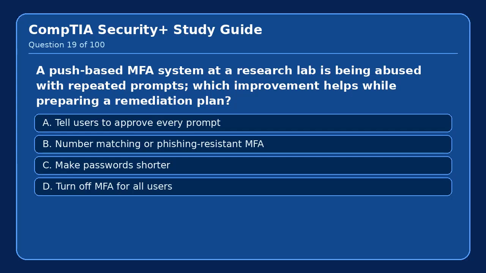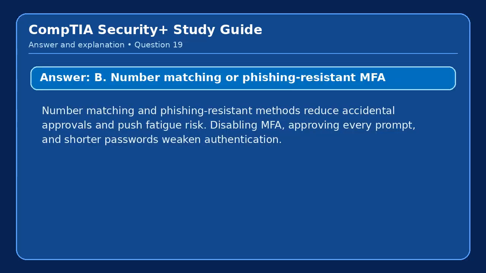Question 20. When an employee leaves an insurance firm, which IAM process must happen quickly after a recent audit finding? A. Increase the user's privileges. B. Deprovision accounts and revoke active sessions. C. Forward credentials to the new hire. D. Keep VPN access active indefinitely. Take a moment to choose your answer.